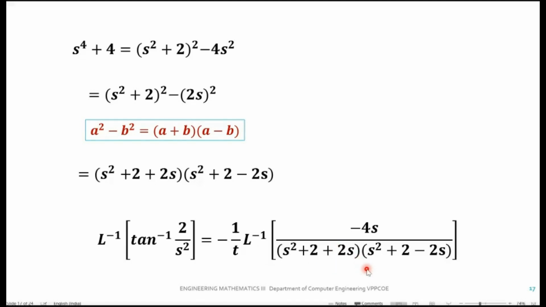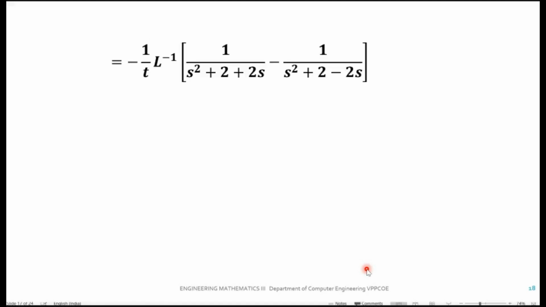तो मैं क्या करूंगी नेक्स्ट स्टेप में? इसको मैं ऐसा लिखूंगी. ठीक है, 1 upon this minus 1 upon this, ताकि when you cross multiply, you will get minus 4s in the numerator and product of these two factors in the denominator. Is it true? Can we do it like this?